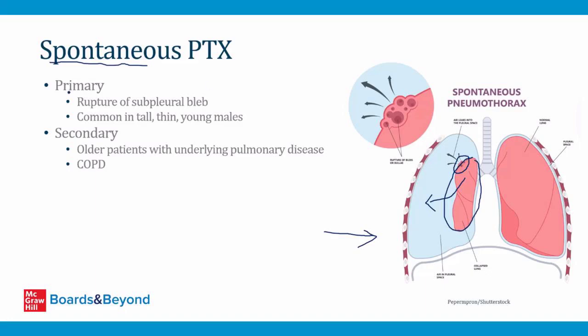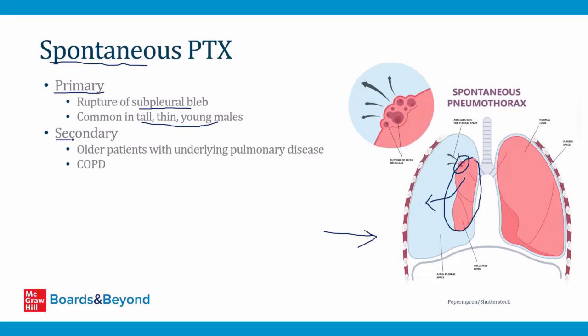There are two subtypes of spontaneous pneumothorax. A primary spontaneous pneumothorax occurs when there's a rupture of a subpleural bleb. Subpleural blebs are small amounts of abnormal tissue in the lungs. They're common in tall, thin, young males, and sometimes they spontaneously rupture, and that's called a primary spontaneous pneumothorax. It occurs in someone who does not otherwise have underlying lung disease.